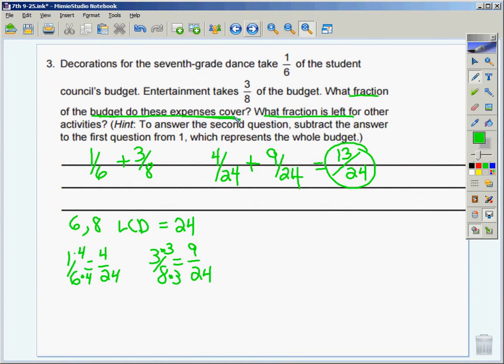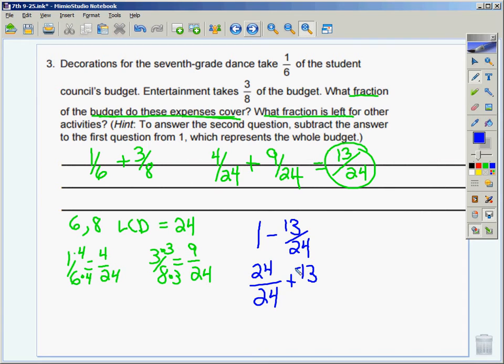What fraction of the budget do these expenses cover? The second part says what fraction is left over for other activities. And it even gives you a hint. It says subtract the answer that I got from this first part from 1. So what I'm doing is I'm taking 1 and I'm subtracting 13/24. Remember, to do anything with a fraction, I have to have common denominators. 1 is the same as 24/24.